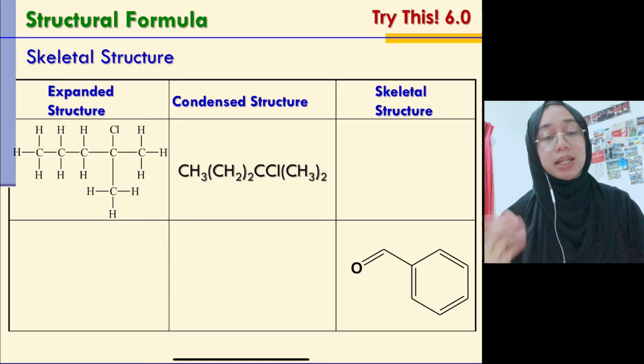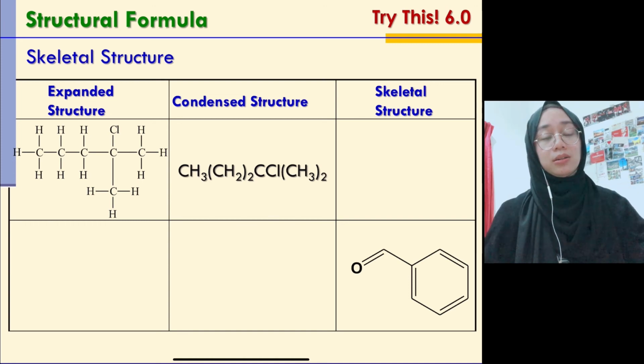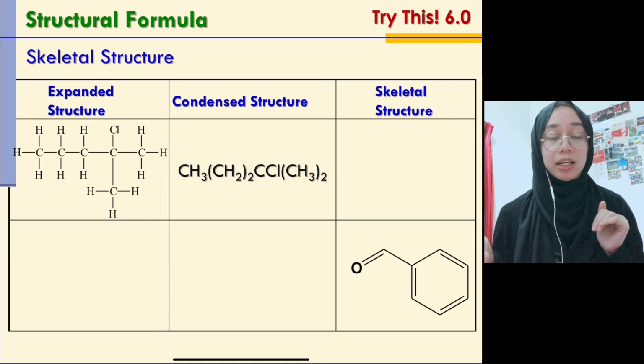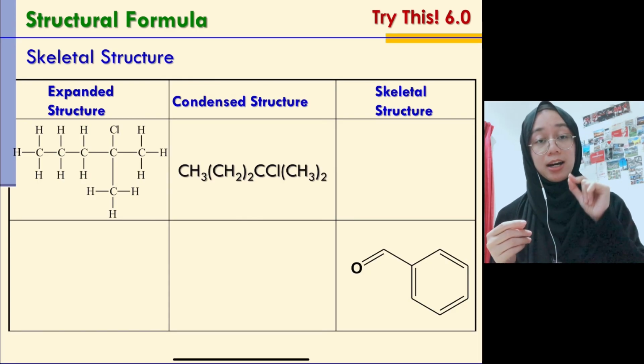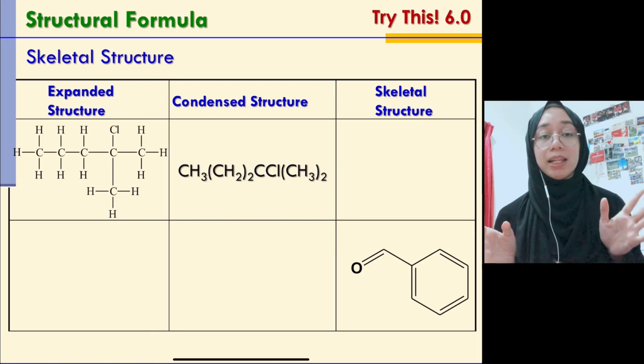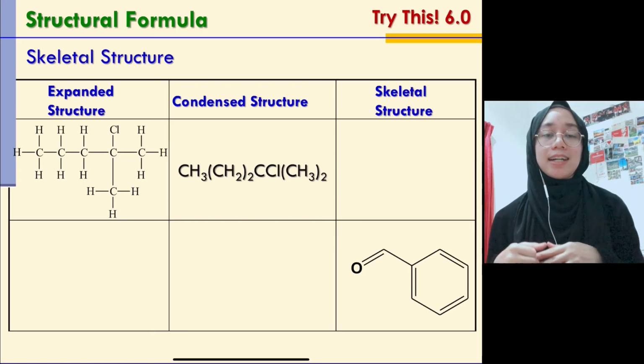Okay, and then skeletal structure pula hilang terus huruf-huruf tu antara carbon dengan hidrogen. Tapi benda-benda macam oxygen, nitrogen, benda selain daripada carbon dengan hidrogen lah, kita akan tunjuk. Okay, kita akan tulis dia punya simbol. Okay, tapi benda lain tak, kita just tunjuk guna skeleton dia sahaja.